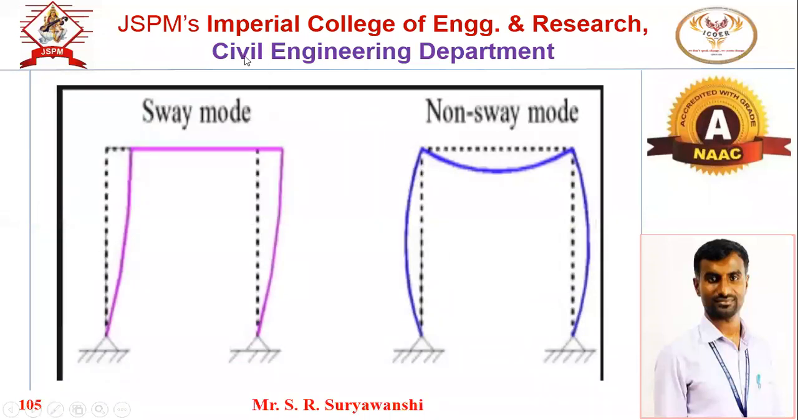Now this is the mode of sway, how the frame actually bends due to the loading condition. A non-sway frame doesn't have lateral horizontal displacement. So the bending of the non-sway frame will be like this. The column will have some sort of buckling, then the beam will have some sort of bending, and the other column will have buckling. So there is no horizontal displacement.